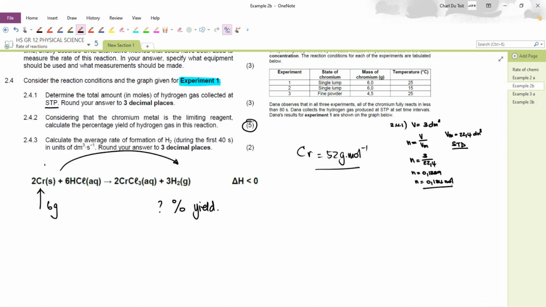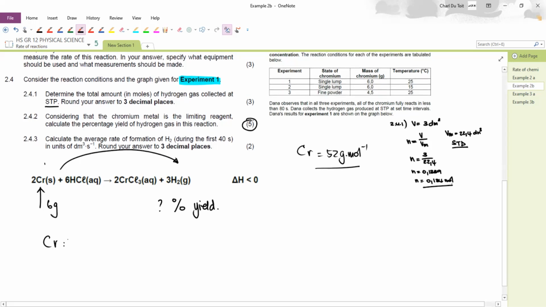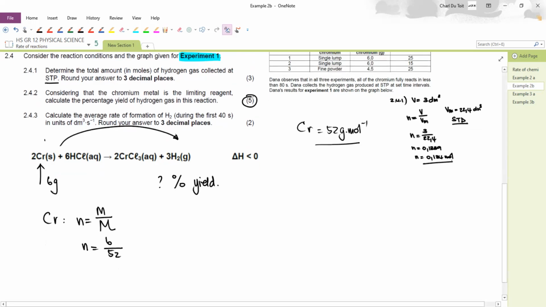The nice thing about these sums, if you don't know what to do, then you just work out the amount of mole, and then you get marks anyway. So can you work out the number of mole of chromium in the reaction? It's the mass divided by the molar mass. So the amount of moles is 6 grams divided by 52, and that is 0.11538 mole. Boom.